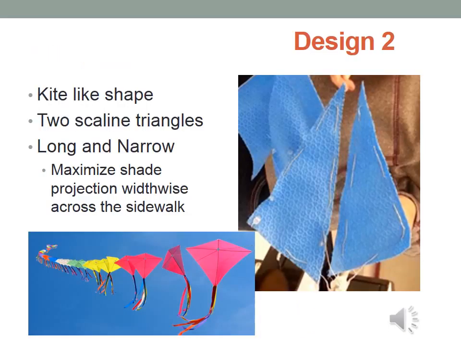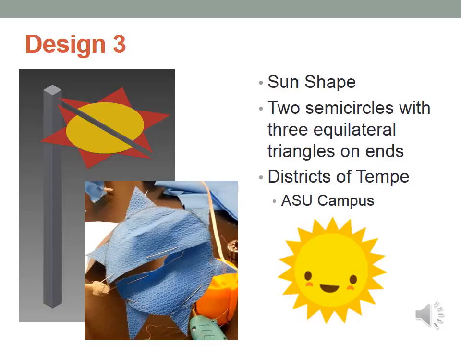Our second design is a kite shape. It's made out of 2 scalene triangles and is long and narrow in an effort to maximize shade projection widthwise across the sidewalk. Our third design is meant to look like a sun. It's made out of 2 semicircles with 3 equilateral triangles at the ends. This ties into the City of Tempe's plan for districts, so this would be the ASU Campus District shade.